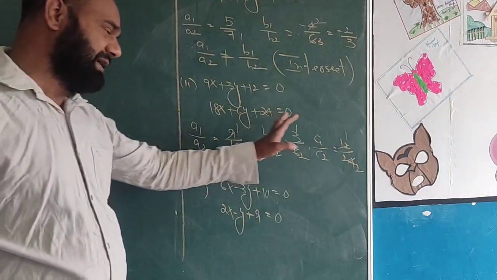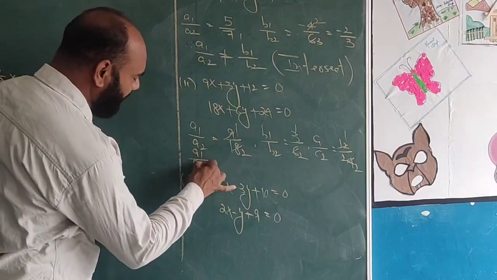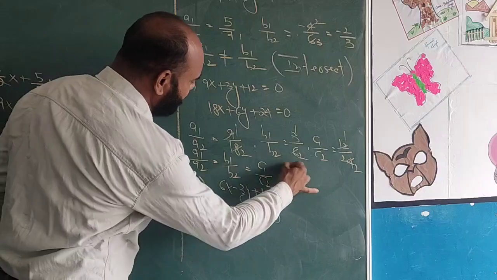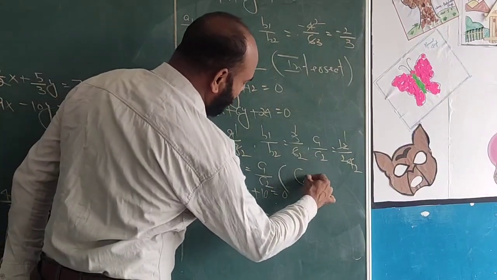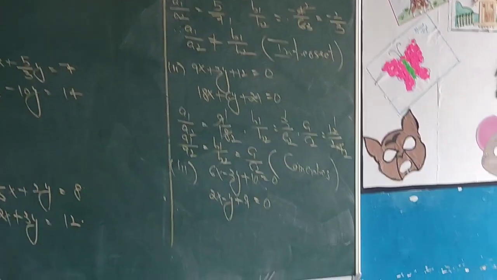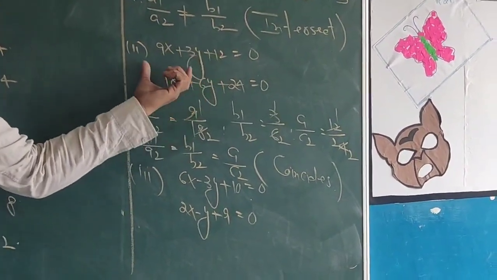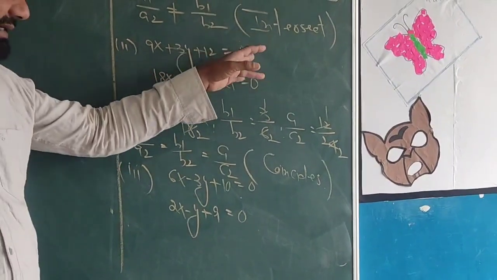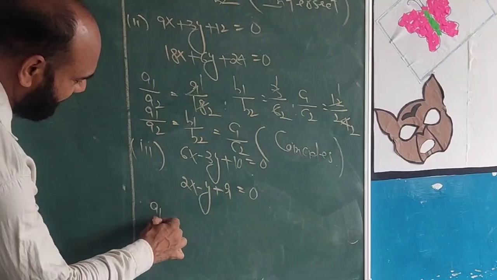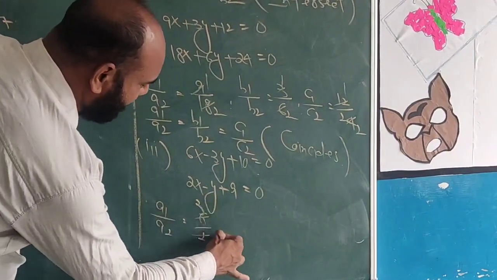So we see all the ratios are equal, and we know when A1 upon A2 equals B1 upon B2 equals C1 upon C2, then the lines coincide. So we can say that the system of given equations has infinitely many solutions and these two lines coincide. Next, in the third question, A1 upon A2, this is 6 upon 2, that is 3.